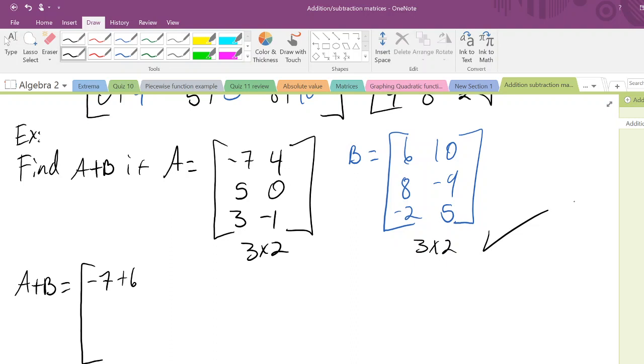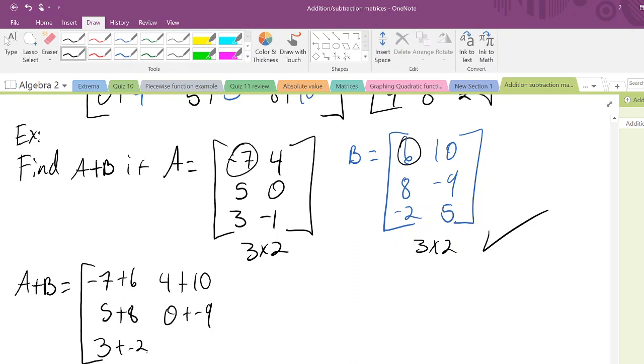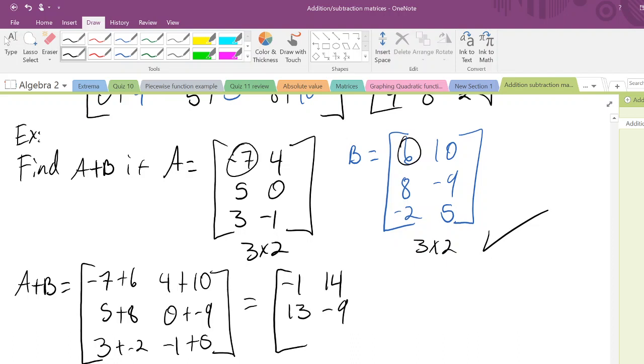All right. So -7 plus 6, then you'll have 4 plus 10. Then I'm going to have 5 plus 8, and I'm going to have 0 plus -9. Then I'll have 3 plus -2, and then I'm going to have negative 1 plus 5. So my answer should be negative 1, 14, 13, negative 9, negative 2, and 5.